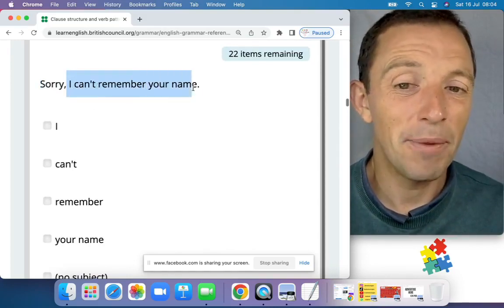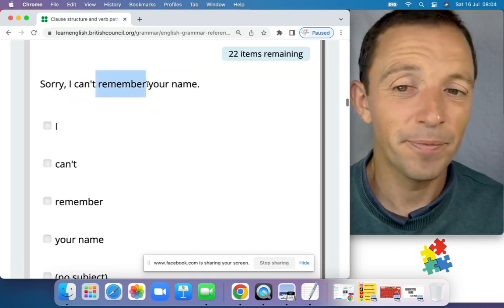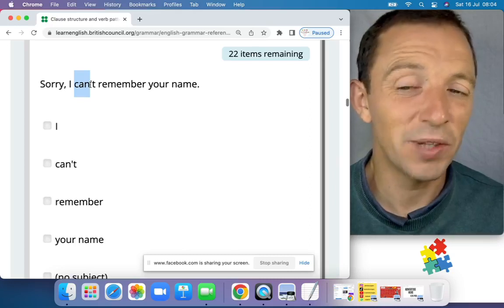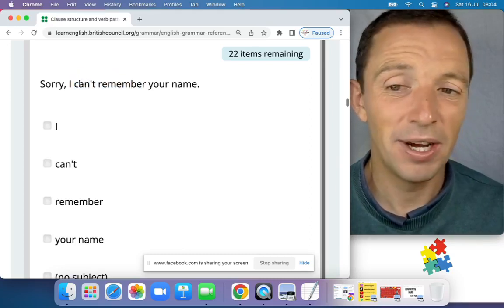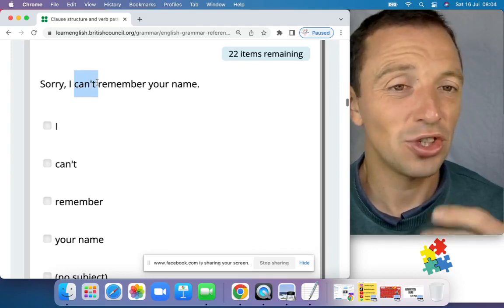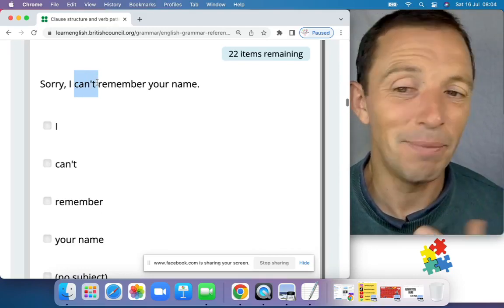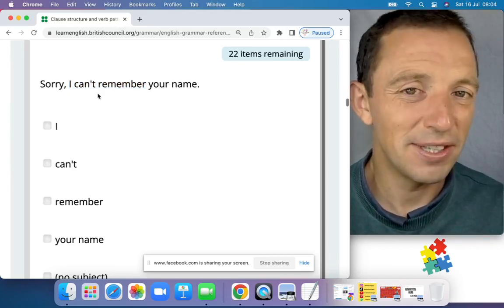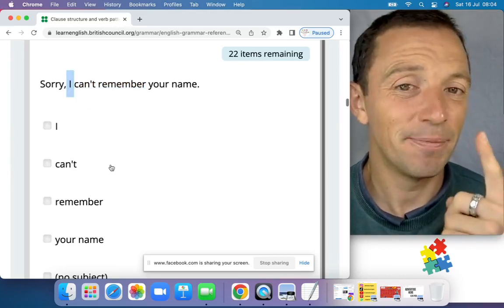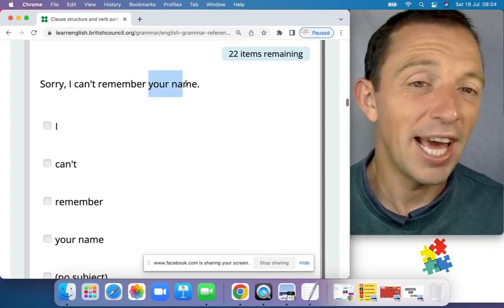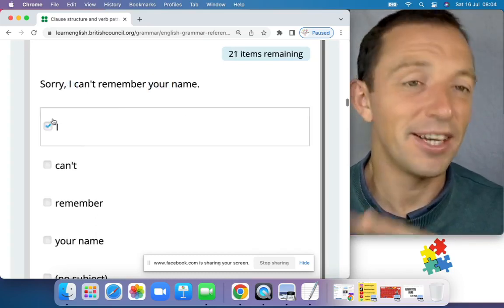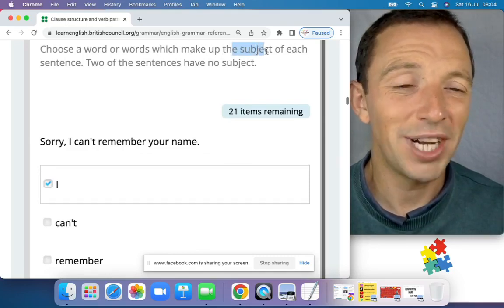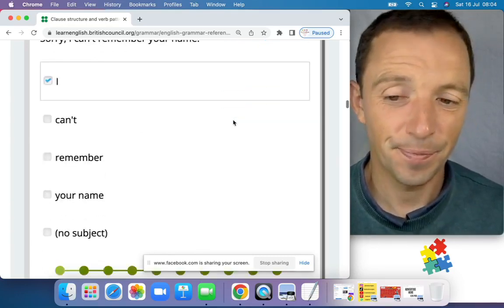I cannot remember your name. So the verb is to remember. And can, we've 2 verbs. Can is the modal, and remember is the second verb. It's the negative, cannot. So the ability, I don't have the ability to remember your name. What is the subject of the sentence? The subject is I. The object, your name. So the subject clearly is I. That's what we're looking for. We're looking for the subject or the noun phrase.